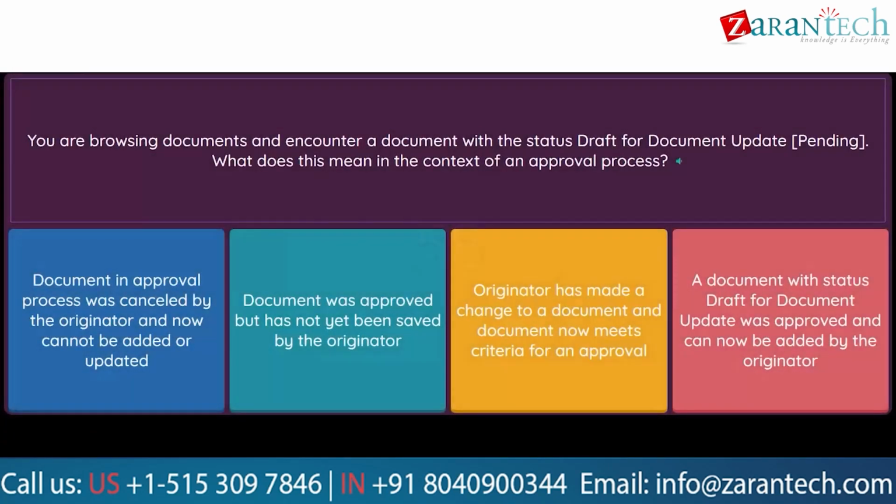Question: you are browsing documents and encounter a document with the status draft for document update pending. What does this mean in the context of an approval process? Option 1, document in approval process was cancelled by the originator and now cannot be added or updated. Option 2, document was approved but has not yet been saved by the originator. Option 3, originator has made a change to a document and document now meets criteria for an approval. Option 4, a document with status draft for document update was approved and can now be added by the originator.